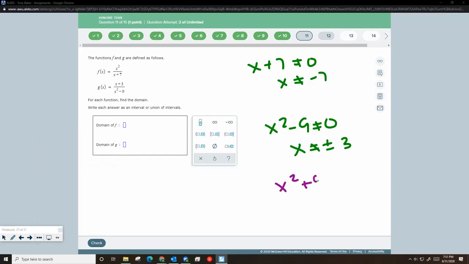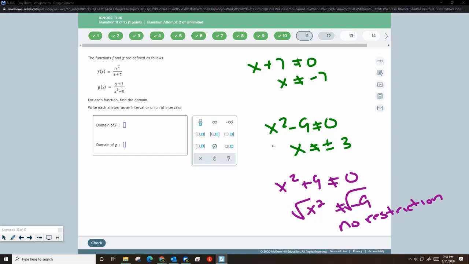Let's say I had x squared plus 9 does not equal 0. I would get x squared does not equal negative 9. Remember, I cannot do the square root of a negative number. So for this problem, there are no restrictions. If you were to solve it out, you'd get an imaginary number. And in this problem, we're just looking for real answers, so I don't want the imaginary numbers. It does want it in interval notation, however.